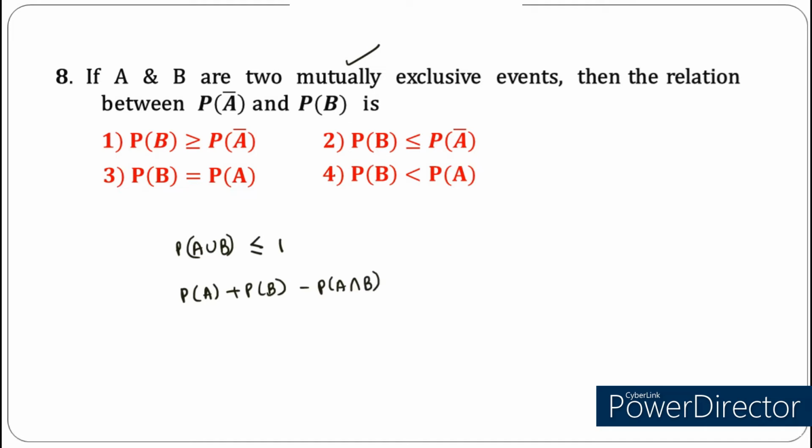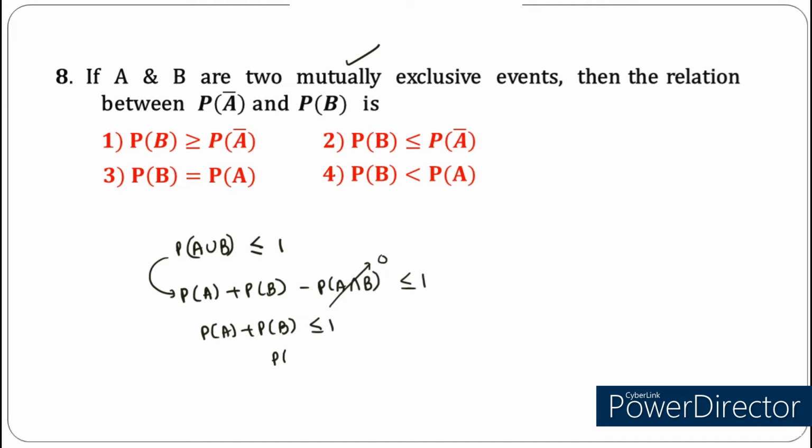Right, this is always less than or equal to 1. We know the formula for this. I am just substituting. As they are mutually exclusive, I will take this probability as 0. Now what do you get? P of A plus P of B is less than or equal to 1.